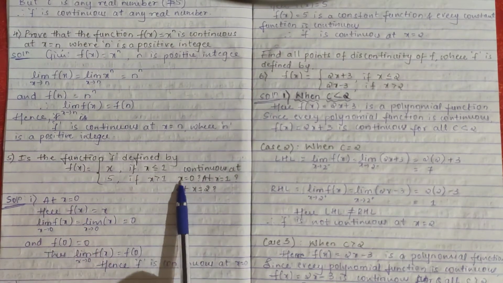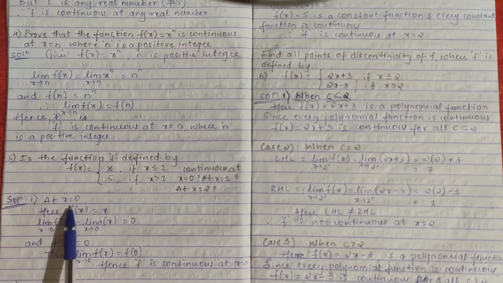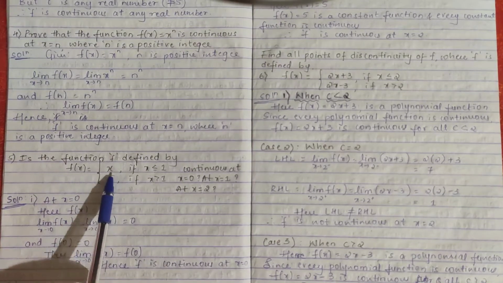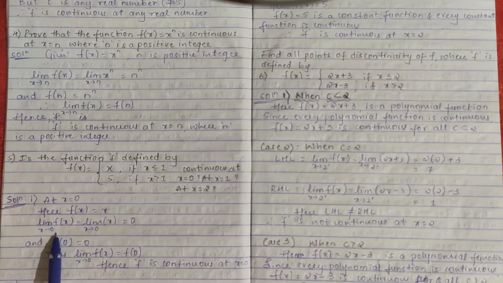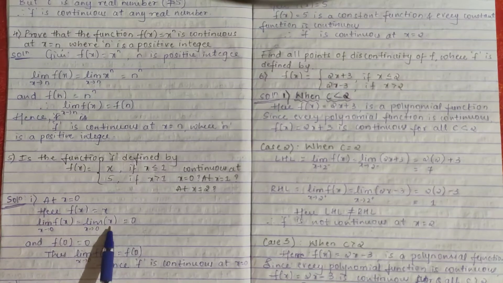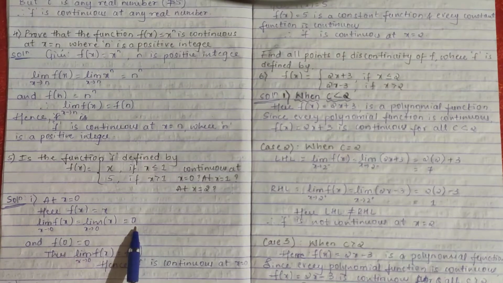So first we will see at x is equal to 0. Solution 1: at x is equal to 0. Our f of x is what they have given, f of x is x. So applying the limit, the limit of f of x as x tends to 0 is equal to the limit of x as x tends to 0. In place of x, if I substitute 0, it becomes 0, right?